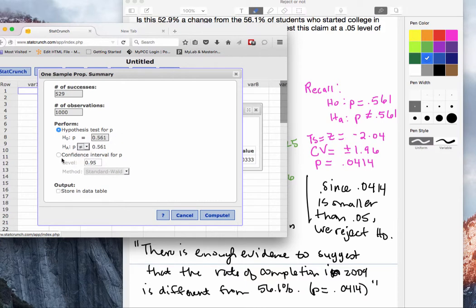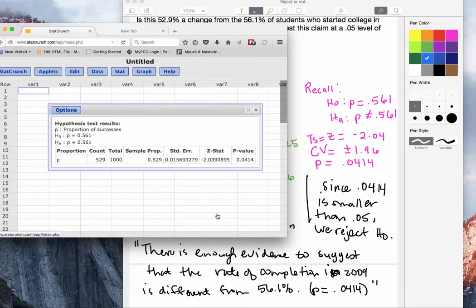If you wanted to make a confidence interval, you could just push this other button. We're just doing a hypothesis test though. And then push compute. And here we go. Null hypothesis, alternative hypothesis, just like we figured out. Same proportions and counts and totals, standard error a little bit different. Z-score, oh there we go. Negative 2.039, that makes sense. Negative 2.04 is what we got. And our p-value, 0.0414, just like we got. So that was pretty exact.